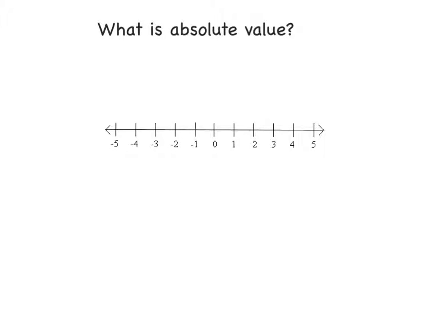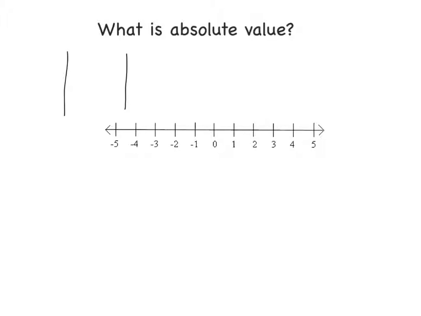Last week we started talking about absolute value and what it means. Let's do a quick review. Absolute value is the distance a number is from zero, and it is shown by using two lines. It looks like two L's, or some student thought it looked like an 11 with numbers in the middle.